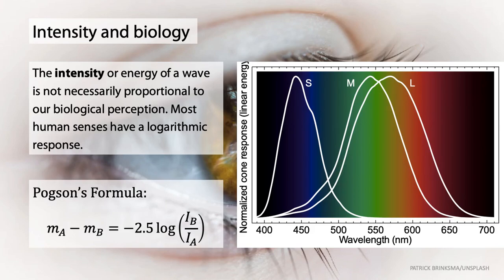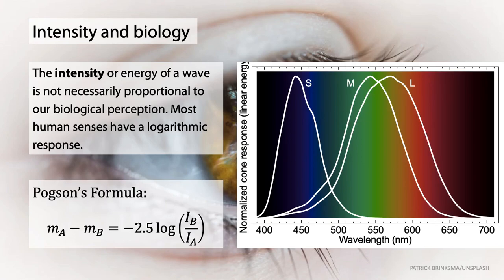And it's a logarithmic relationship between the intensity of two sources, because a star that you would say is twice as bright as another star, for example, will not be twice the intensity in terms of units of watts per meter squared.